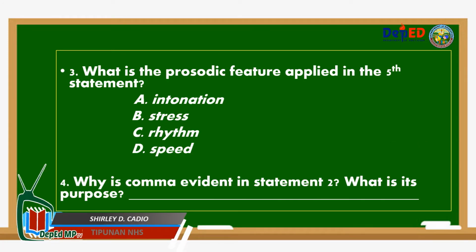Number 3. What is the prosodic feature applied in the fifth statement? Letter A. Intonation. B. Stress. C. Rhythm. Or D. Speed. Number 4. Why is comma evident in statement number 2? What is its purpose?